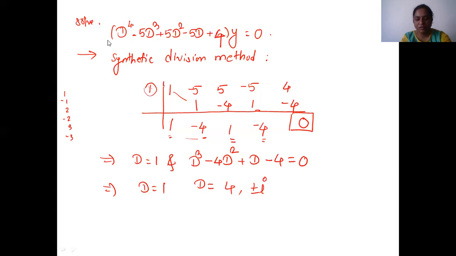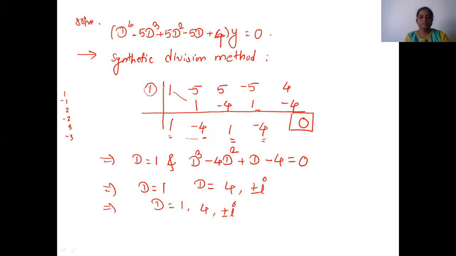Question. Yes, ma'am. Go to degree. Degree is 3. A is 1, B is minus 4, C is 1, D is minus 4. We get 4, 1 and minus 1. Very good. So finally the roots are 1, 4 and plus minus 1i.